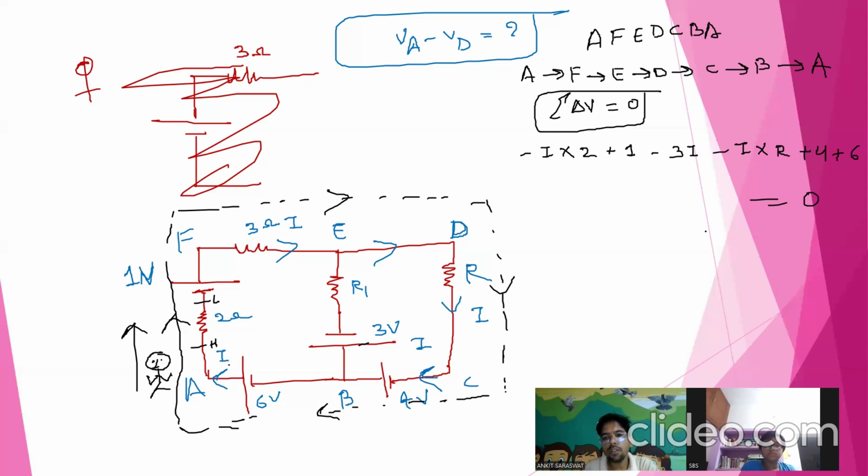So minus 2I, this is how much? Minus 2I. Did they mention R? No, sir. They didn't mention the R. Okay, no problem. So you please tell me what is the value of I? How much? Sir, what is the value of I?